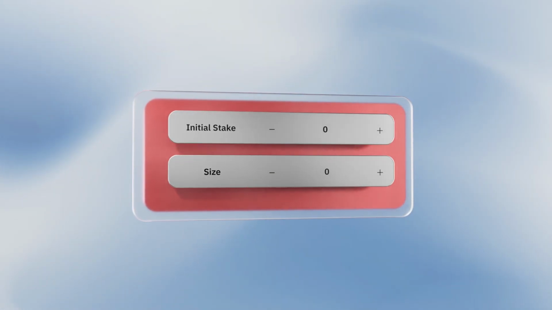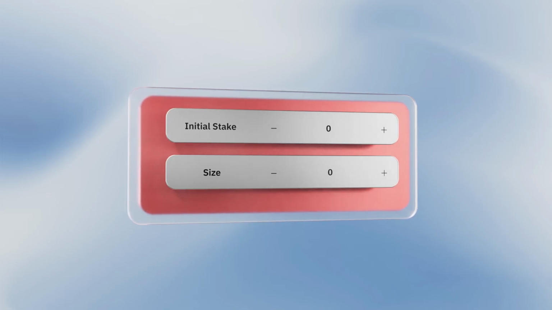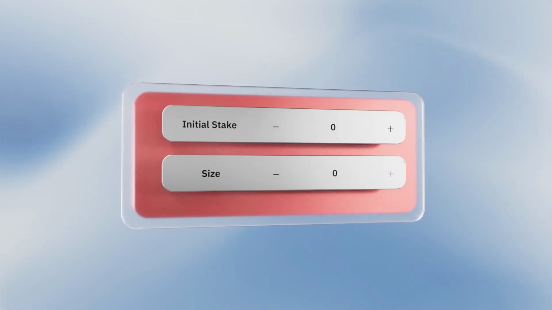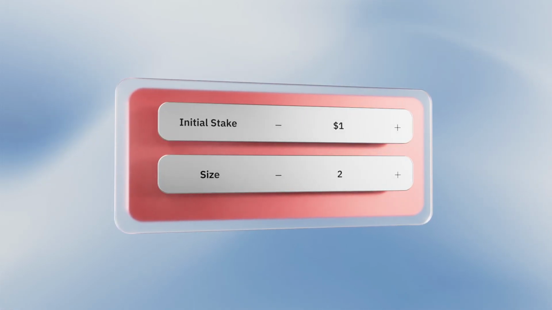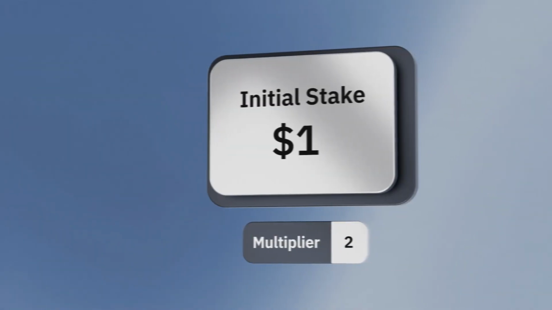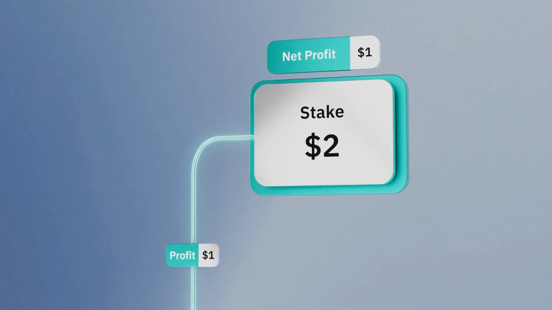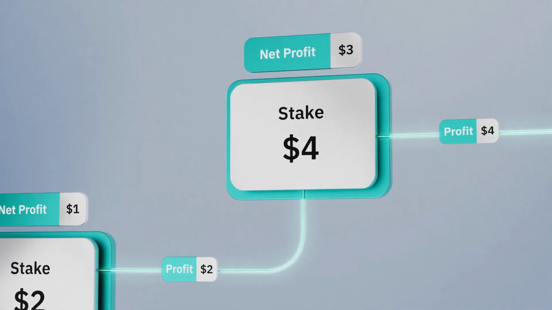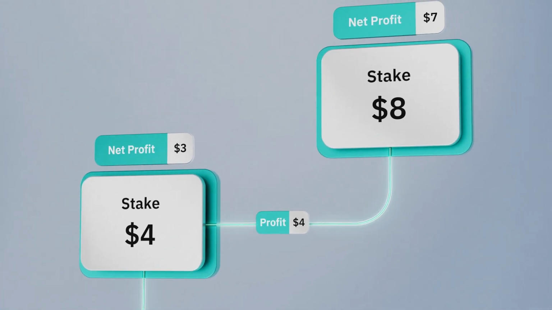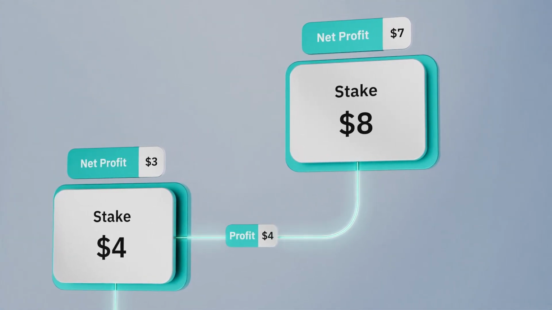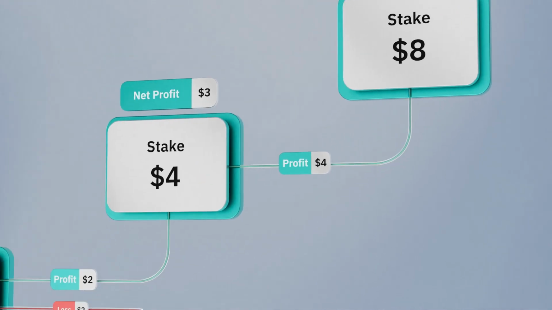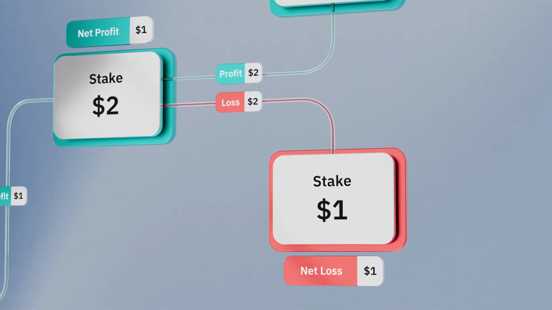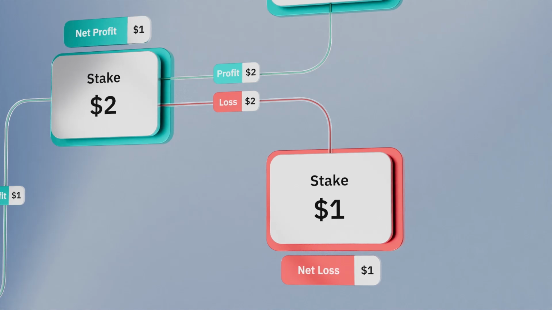Start by choosing your initial stake and Reverse Martingale multiplier. For example, 1 USD as an initial stake and 2 as the Reverse Martingale multiplier. If the first trade is a successful one, the Deriv Bot will automatically multiply your stake for the next trade to 2 USD. The Deriv Bot will continue to double the stake after every successful trade. If a trade results in loss, the stake for the following trade will be reset to the initial stake amount.